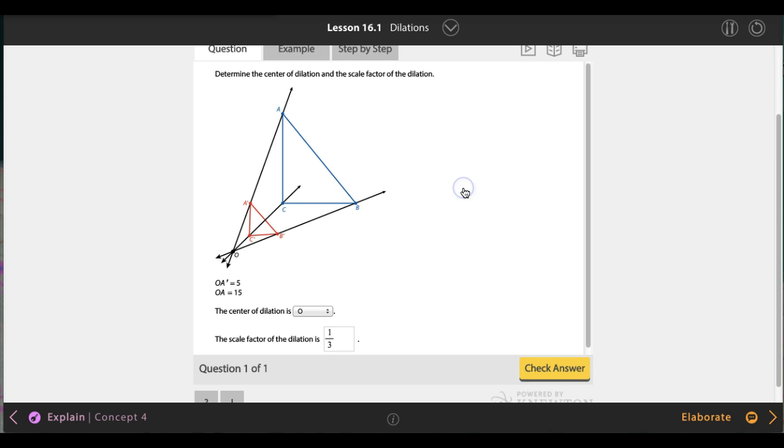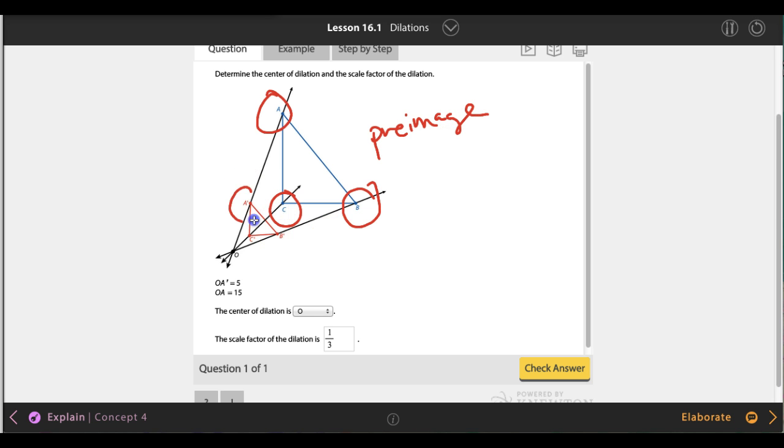So please remember that you have to differentiate between the two. If you don't see any prime over here, you know that this is the pre-image. That means the first image before you made any changes to it. And if you see the A prime, B prime, and C prime, that is the image. That means the image that you get after you made the necessary changes.